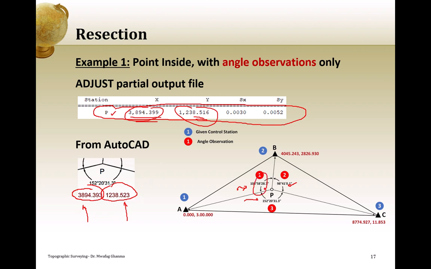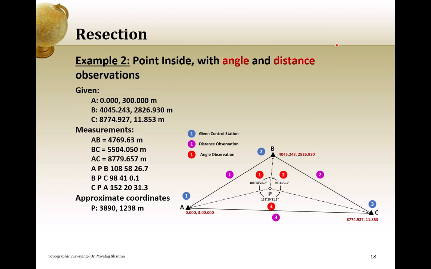Of course, the differences are coming from the misclosure, or let's say we added some errors to these central angles, plus the geometry of the problem. In example number 2 here, we want to add more observations. So in the original problem of the resection, we have only angle measurements, which is angles in red 1, 2, and 3. Now we want to add distance measurements.